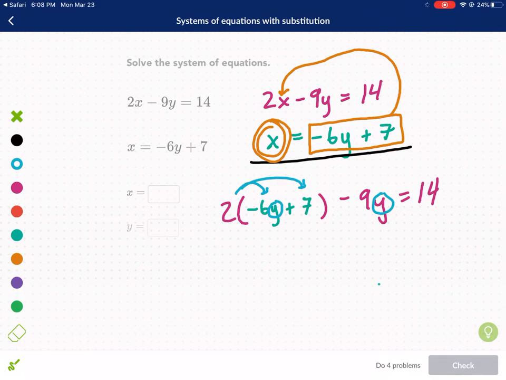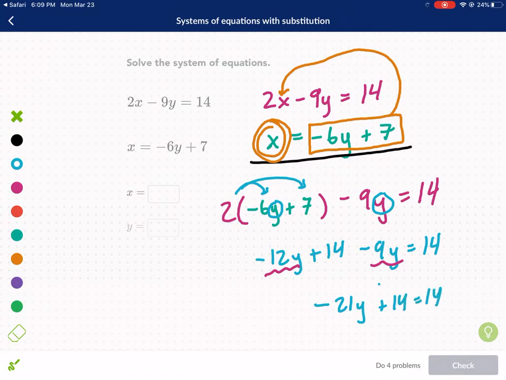So I distribute the 2, and 2 times negative 6y gives me negative 12y. 2 times 7 gives me 14. Minus 9y equals 14. Now I notice that I have a y here, a y here. I'm going to combine them to give myself negative 21y plus 14 equals 14. Now I'm going to subtract 14 from both sides, opposite operation, and I get negative 21y equals 0, and now I divide by negative 21.